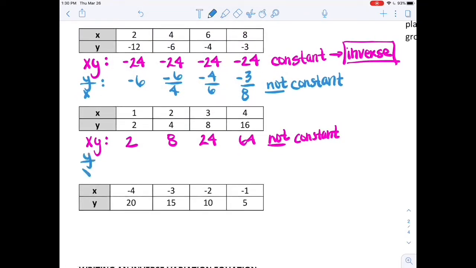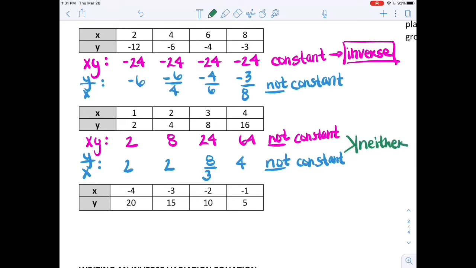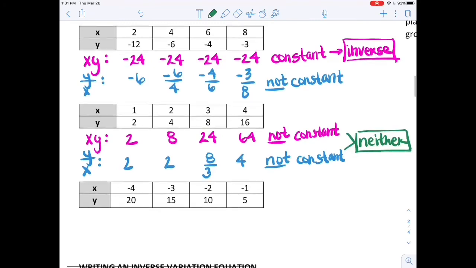So let's say our quotient now, y over x. So if I have 2 divided by 1, I get 2. If I have 4 divided by 2, I also get 2. 8 divided by 3 doesn't reduce anymore. It's not going to reduce to a 2. And 16 divided by 4 is 4. This is also not constant. So what we can conclude here is that, in fact, we have neither. So 3 choices here: inverse, direct, or neither. This one ended up being neither.